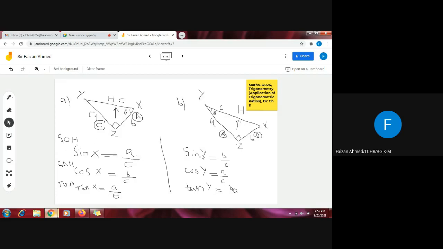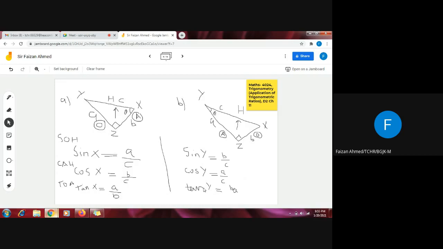So sin y equals opposite upon hypotenuse. What is the value of opposite? Opposite is b. So I will write b in the numerator, and then divide by the hypotenuse. Hypotenuse is c, so I will write c in the denominator. Sin y is equal to b upon c. For cos y, remember C for cos, A for adjacent, and H for hypotenuse. The length of the adjacent side is a, so I will write a in the numerator, divided by the length of hypotenuse c. Cos y is equal to a upon c.